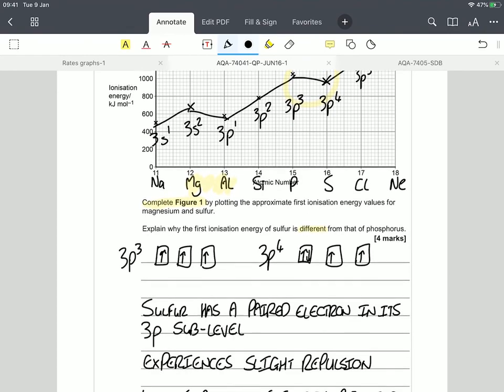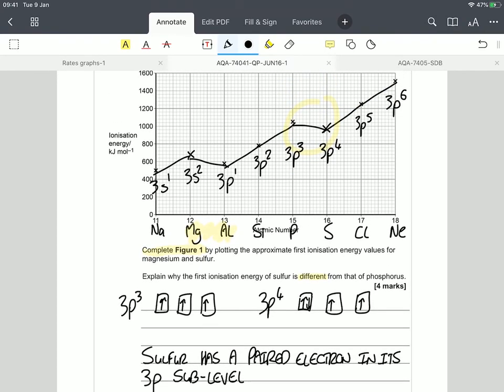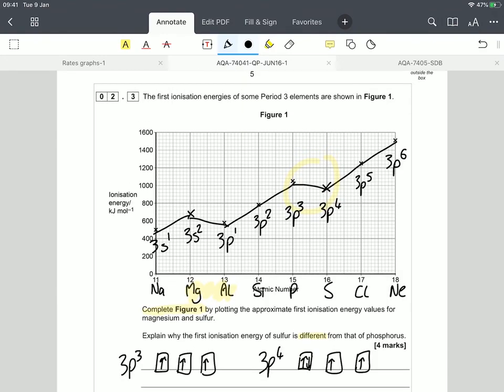Again, this trend can be applied to period 2 and it can be applied to part of period 4 as well. So don't be surprised if you don't get asked about period 3. That is the standard one. The most common thing to be asked about is period 3, but it could be period 2 or period 4 even.